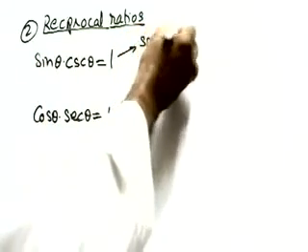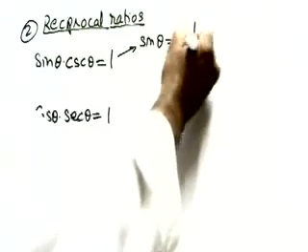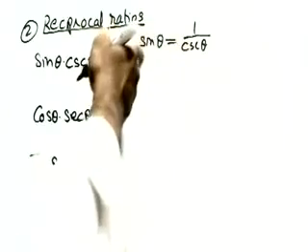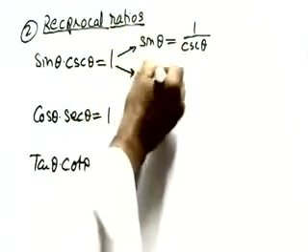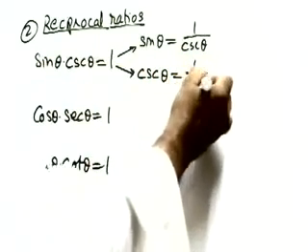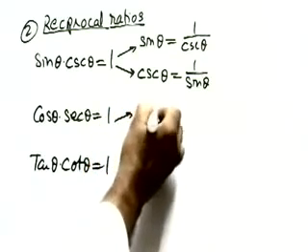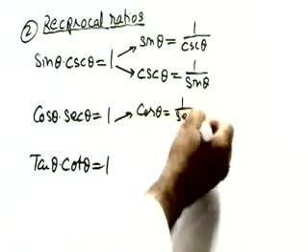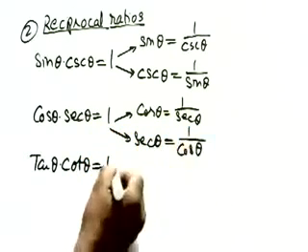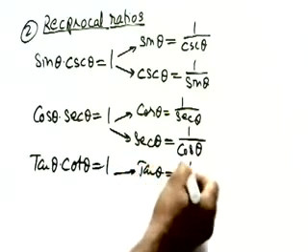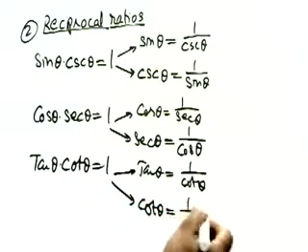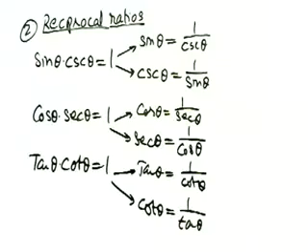So we can make one more formula from this. Suppose we want to write sine theta. Bring cosec here, it will be 1 by cosec theta. So sine theta can be written as 1 by cosec theta. In the same way, cosec theta is 1 by sine theta. Cos theta will be 1 by secant theta, and secant theta will be 1 by cos theta. Next, tan theta will be 1 by cot theta. And lastly, cot theta will be 1 by tan theta.